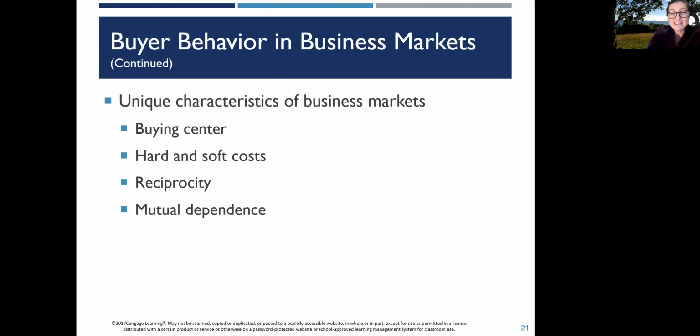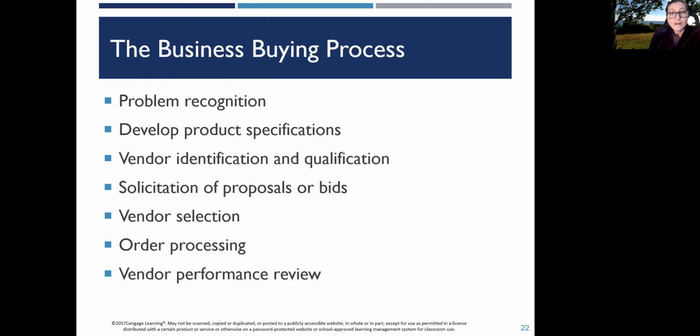Mutual dependence is another unique characteristic of business markets. And with mutual dependence, we're talking about that organizations will depend on one another. Okay, now we said in the consumer buying process there were 5 steps. Well, similarly, there's a number of steps in the business buying process. It's just more involved. It's more involved because a lot of times there's higher risk, there's higher complexity, there's more people involved.